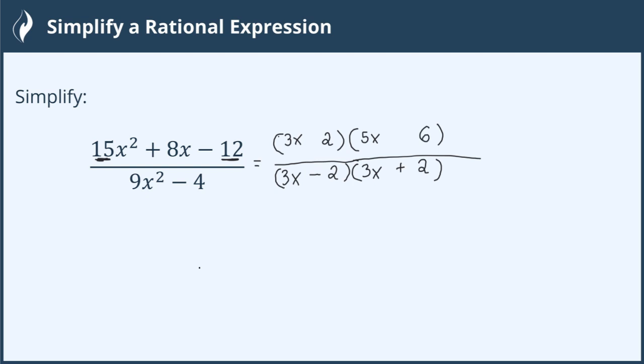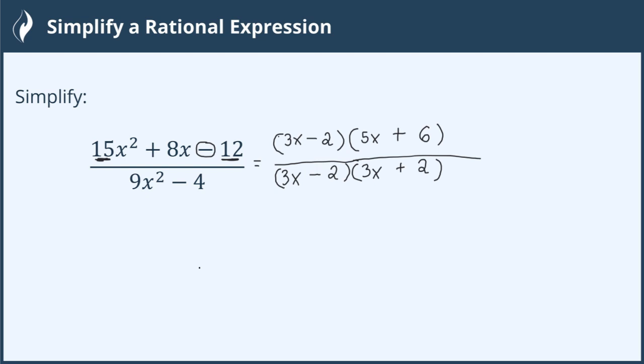Now I need to figure out my signs. Because this is negative on the end, I know one must be positive, one must be negative. That's the only way to get a negative sign at the end term. I do want my middle term to be positive, so I think my bigger one needs to be positive. I'm going to put the positive with the 6 and the negative with the 2.